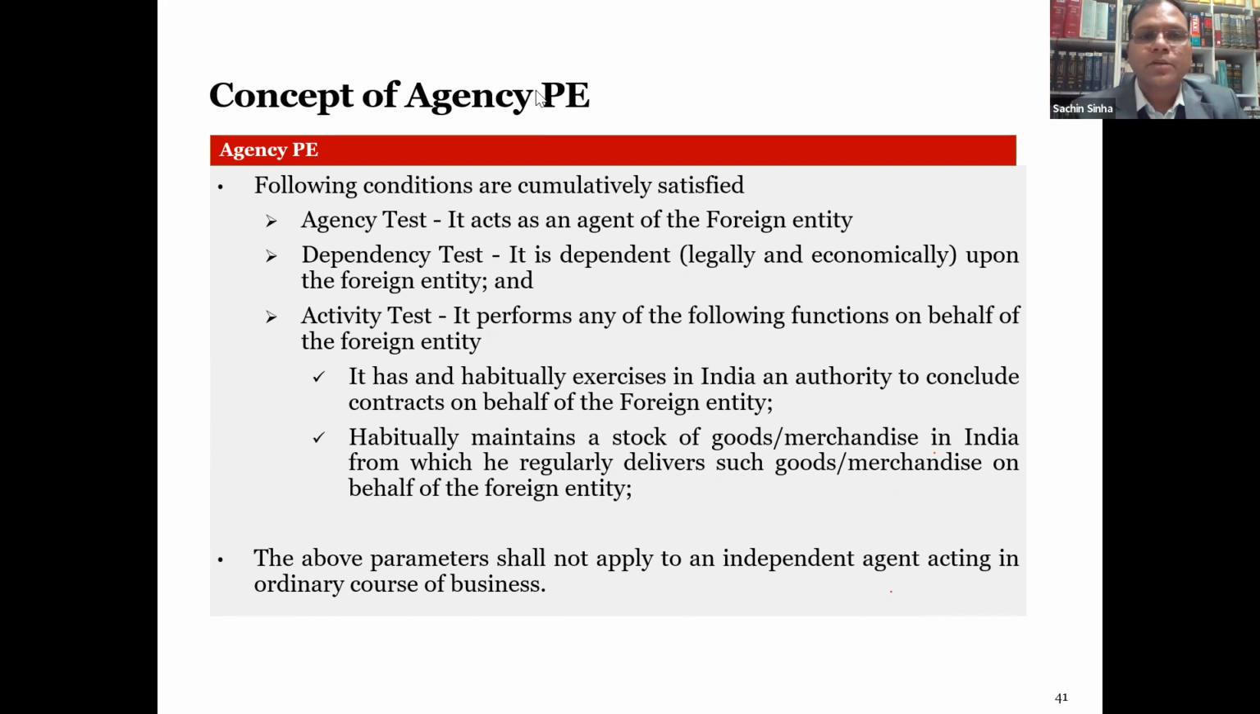And in case of PE, a foreign entity having just an establishment in India, as Geetika explained, there are conditions under which it can be said that yes, it has a permanent establishment in India. If you are satisfying those conditions, then yes, your permanent establishment is in India, and then you will be taxed differently.